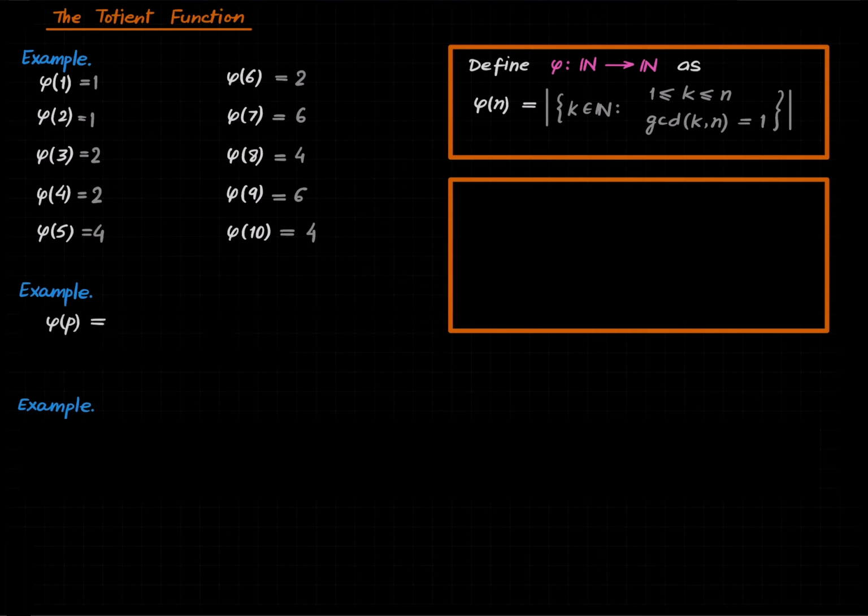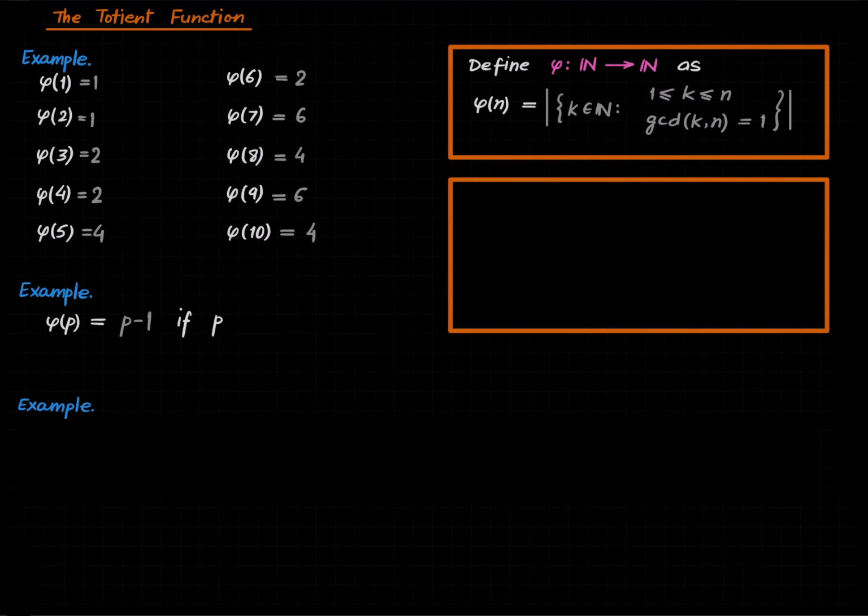Okay, more generally, or at least a general class of examples, if p is a prime, then what are the things in the range 1 up to p which are relatively prime to p? Well, everything less than p. So this is p minus 1, if p is a prime. Should be clear.